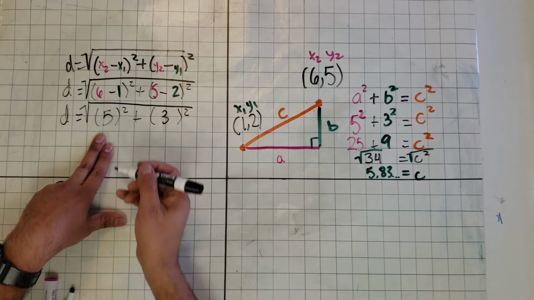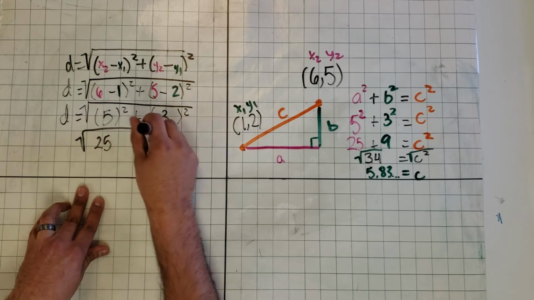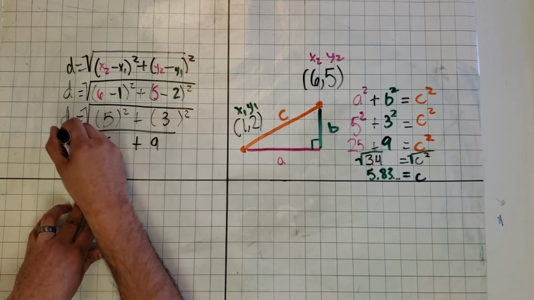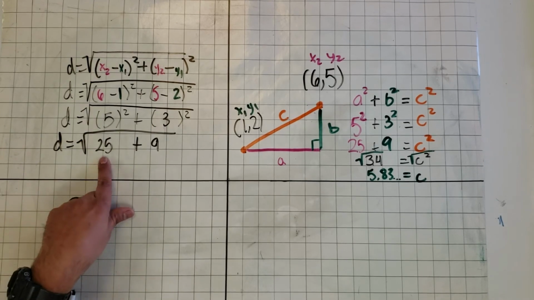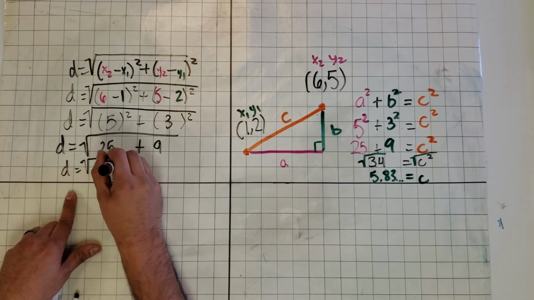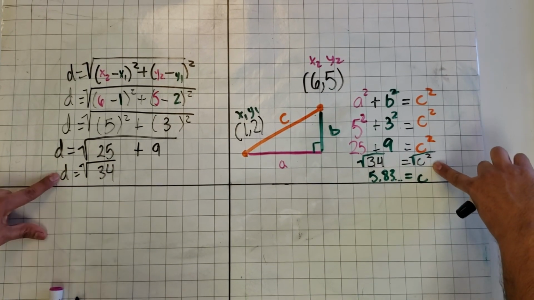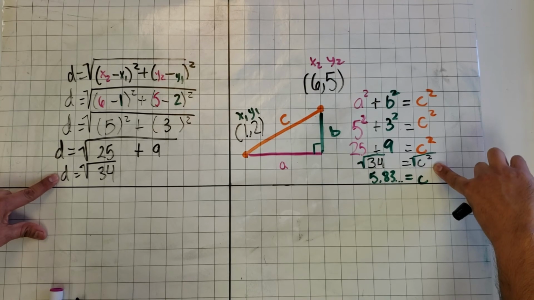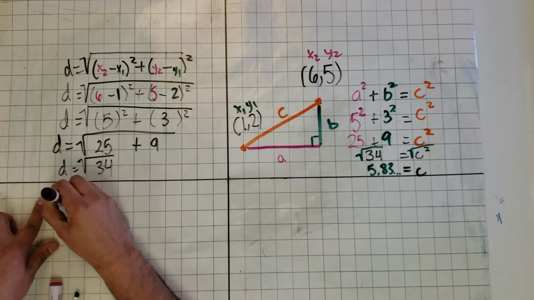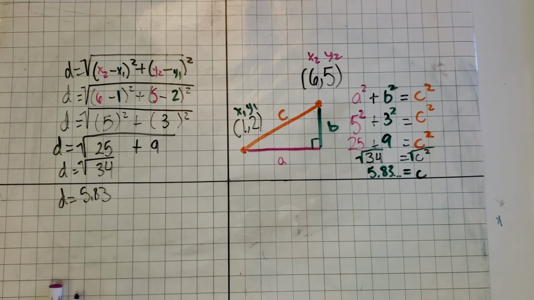All right, so let's do it. 5 squared is 25. And 3 squared is 9. 25 plus 9 is 34. And again, we're at the same spot now. Look, we're here and we're here. Okay, it's the same thing. So the distance is going to be the same answer. So distance equals 5.83.